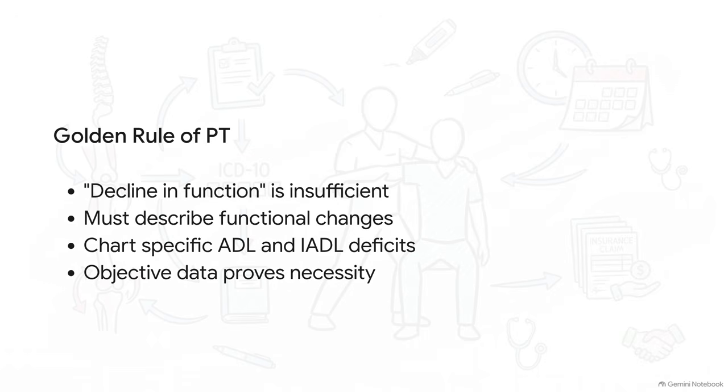The evaluation must provide an objective description of functional changes. Deficits in the specific ADLs and IADLs we just discussed must be clearly charted. This objective functional data is the absolute cornerstone of proving medical necessity. Vague notes get denied, specific objective ADL and IADL deficits get approved and validate your claim.